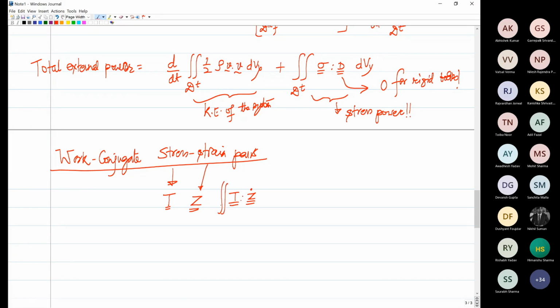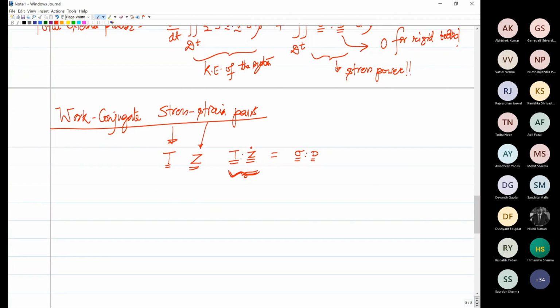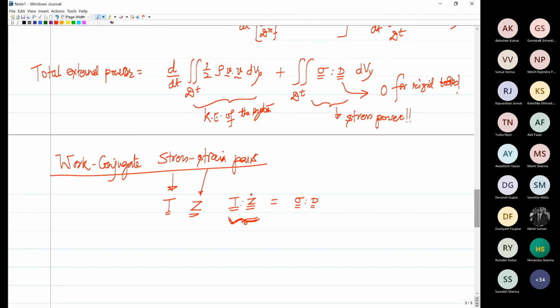and when you integrate this over the volume, or in fact you can also do localization argument to relate it to sigma double contraction D. So the work conjugates will be such that when you work out this double contraction, it should equal sigma double contraction D. Okay. So let us use this to find out different stress strain pairs, work conjugate stress strain pairs.